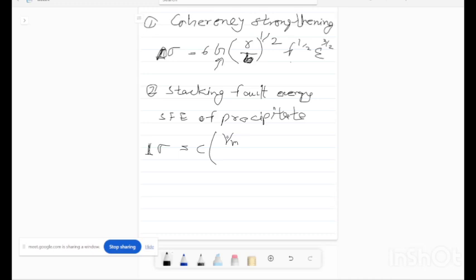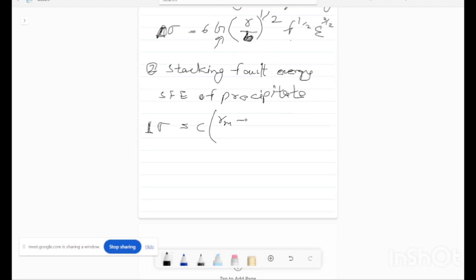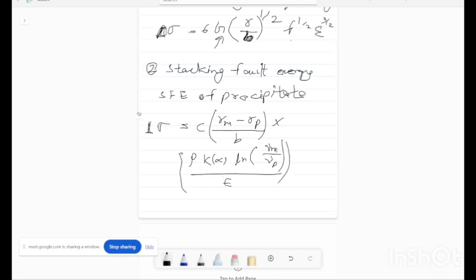gamma M minus, no, this is not gamma M, this is radius, means radius of the matrix particle and radius of the precipitate divided by b, that is multiplied by rho K alpha, ln of nu M by nu P, divided by E, and F1 into f to the power 2 by 3.